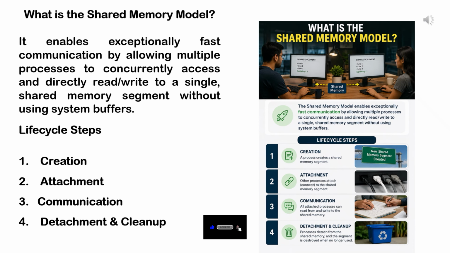The process consists of 4 steps. First, a process requests the operating system to create shared memory. Second, other processes attach to that memory. Third, all participating processes communicate by reading and writing data directly. Finally, once communication is complete, the process is detached from the shared memory, and the operating system releases the allocated resources. Because no unnecessary copying occurs, shared memory provides extremely high performance.